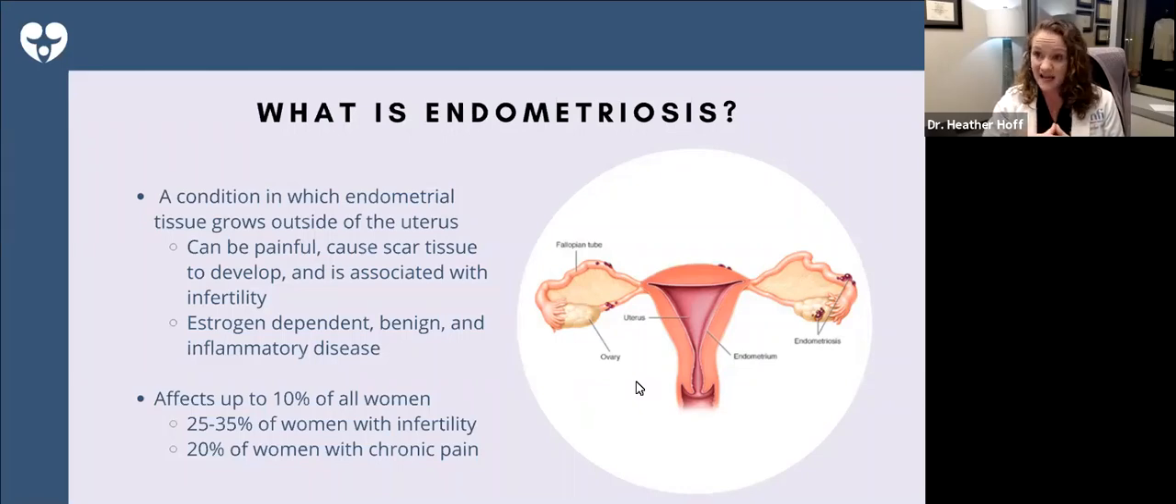Actually, about 10% of women have endometriosis. Many women with endometriosis actually have no symptoms. About 25 to 35%, and some reports say up to 50%, of women with infertility may have endometriosis, and 20% of women with chronic pelvic pain.